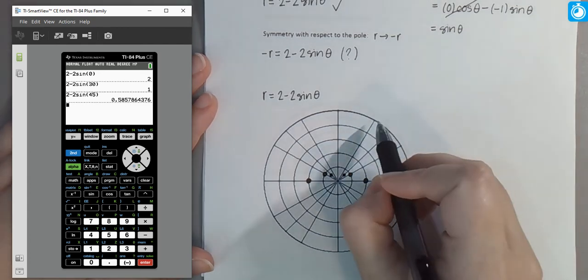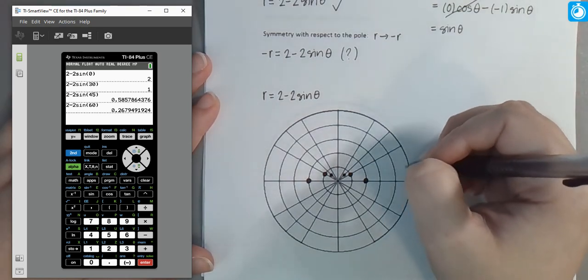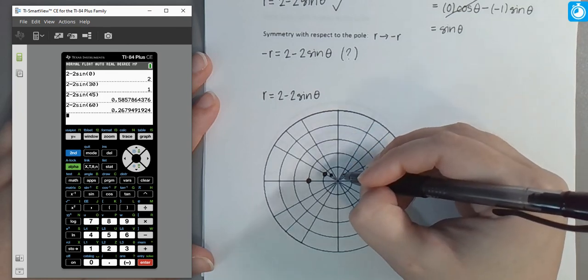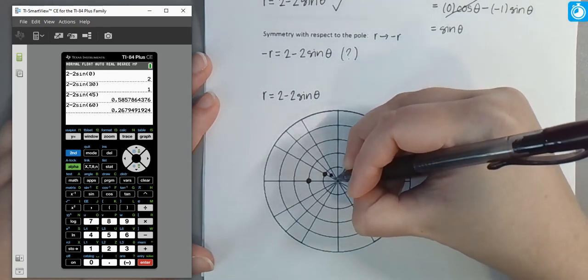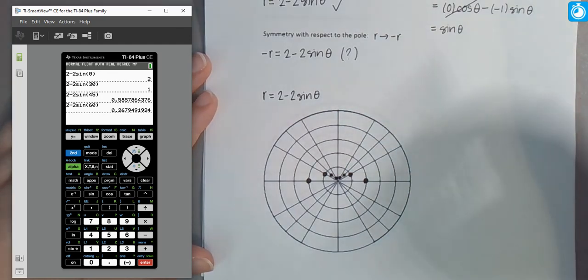Now what happens when we get to 60 degrees? So 2 minus 2 times the sine of 60 degrees is going to be 0.2679, so really small, okay? So rotating around, here we go, in really close, so about right there, really close to 0, getting closer and closer and closer.